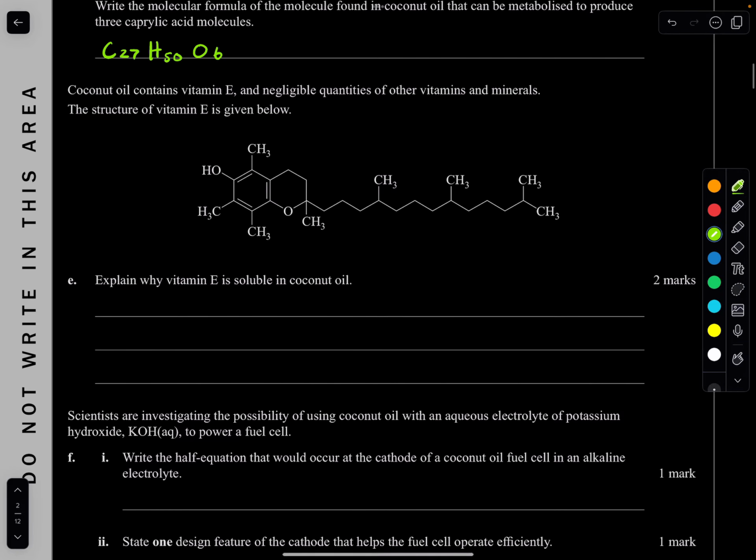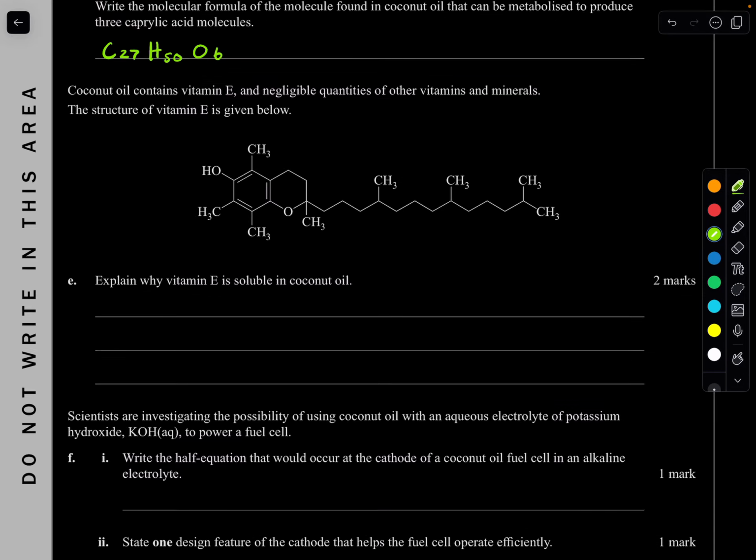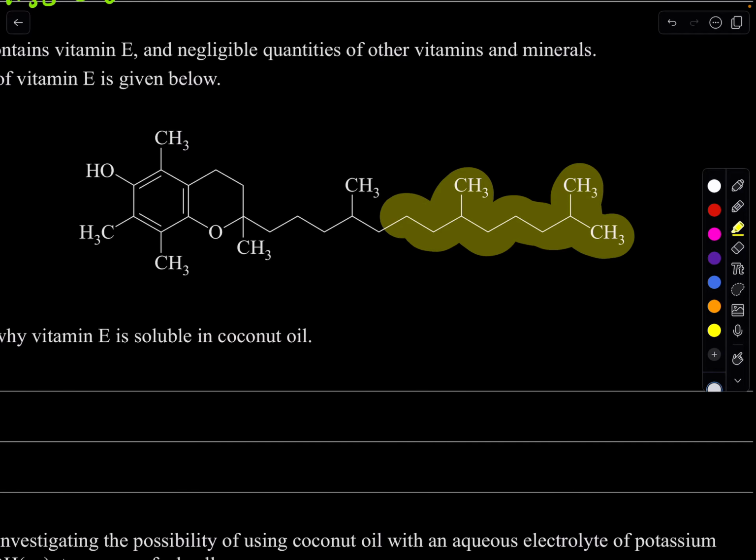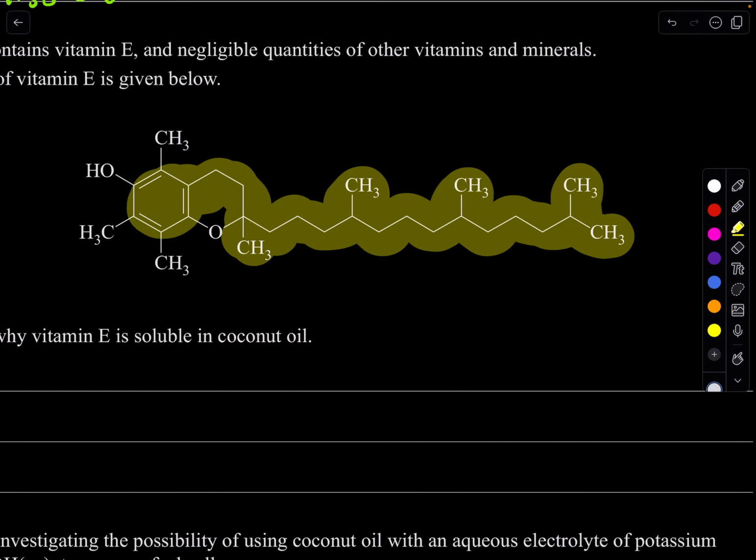Next question. Coconut oil contains vitamin E and negligible quantities of other vitamins and minerals. The structure of vitamin E is given below. Explain why vitamin E is soluble in coconut oil. Let's have a look at it. We can see that we have this long non-polar part here. It doesn't even have any oxygen. And then we also have this non-polar part here. We only have these extra bits that create polar, but overall the vitamin E molecule is largely non-polar.